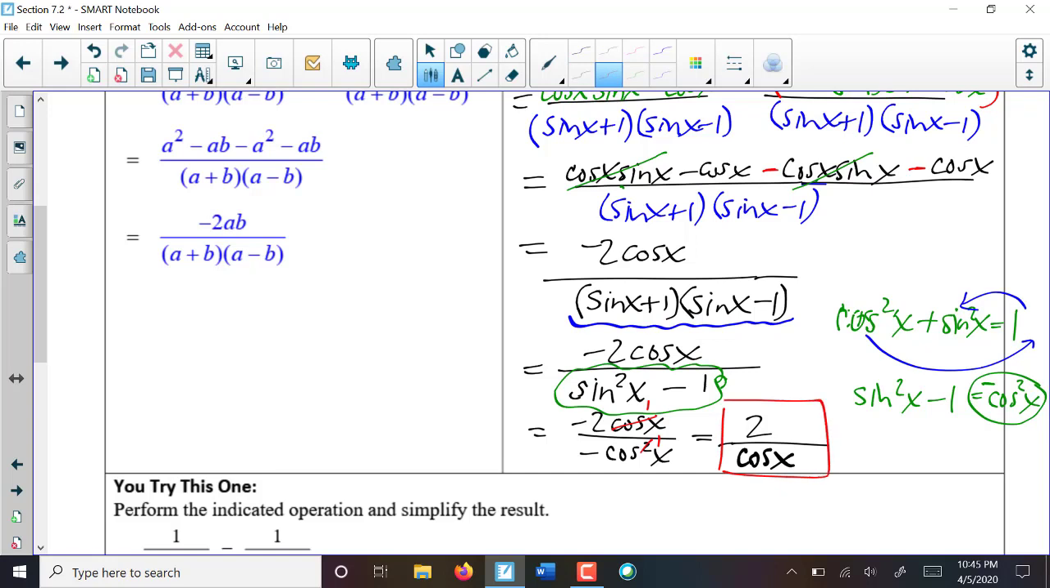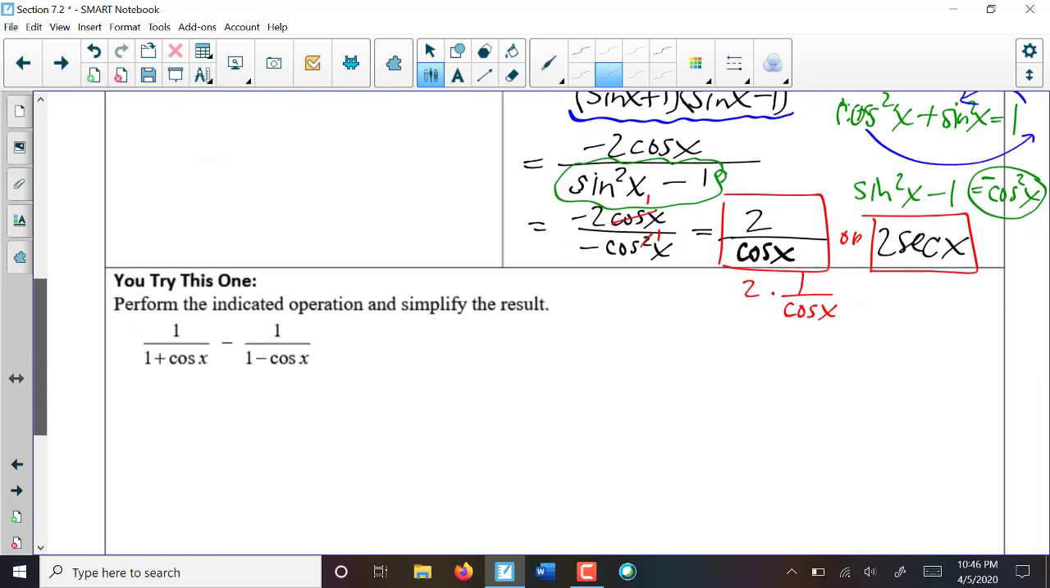Now you could stop there. Or, how cool is this? I can think of that as 2 times 1 over cosine x, which 1 over cosine x is secant x. So you could also write that as 2 secant x. The fun is limitless here in this whole identities world. Very cool. I love it.